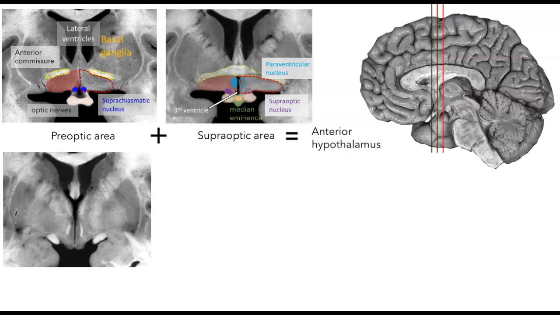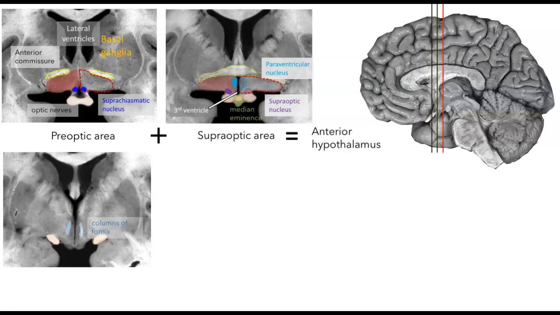Okay, let's move you a little bit further back. What do we see? Well, here we can still see the optic nerves. They're on their way to carrying the information to the thalamus. We no longer see the anterior commissure. We've moved too far back. But now we do see another structure.